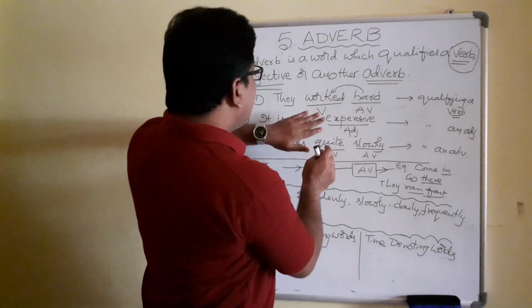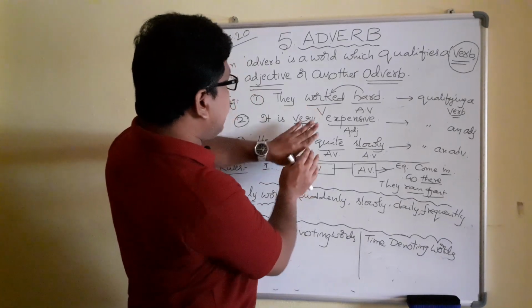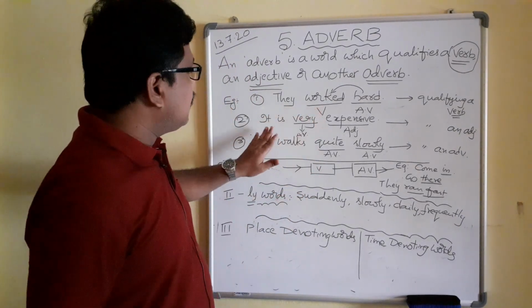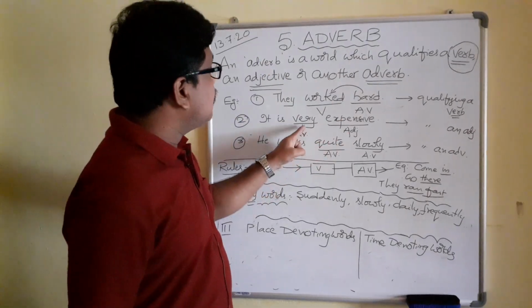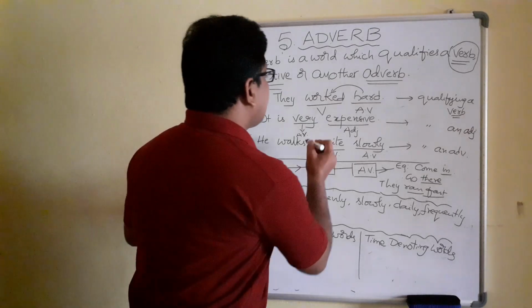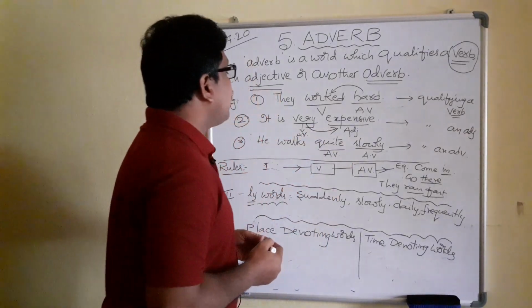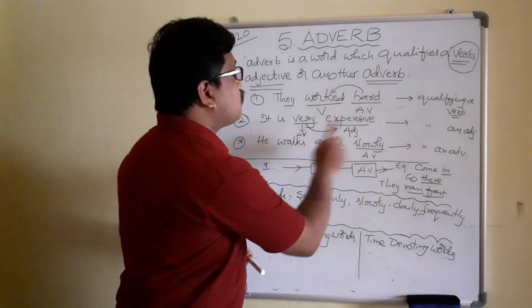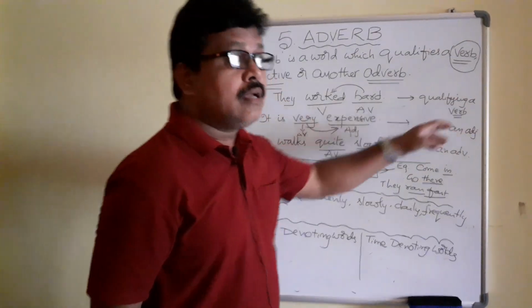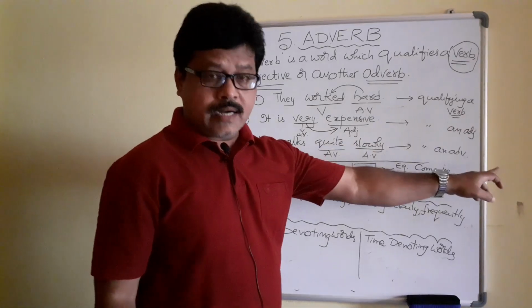Without an adverb also you can say it is expensive, but you are intensifying it, so it is very expensive. Here this word describes this adjective. That's why it is interlinked with the adjective, and that's why this is called adverb. So here it describes one adjective. Here it describes one verb. Here it describes one adjective.